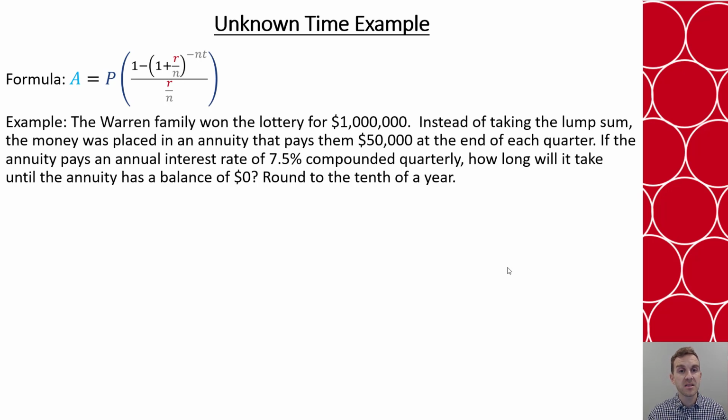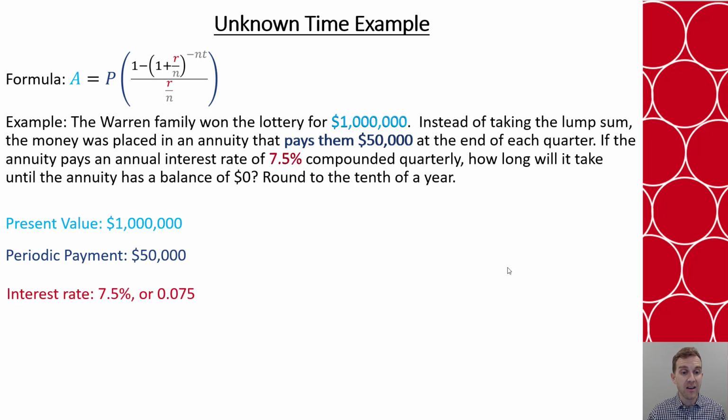Now, that balance of 0, we're trying to pay it out for as long as possible. So what this means is we have our lump sum, $1 million. We know the payout, which is $50,000 that's happening quarterly. We know the interest rate is the 7.5% or 75 thousandths. And we don't know in this case the time, how long this will take. But we do know that we're compounding quarterly. That's 4 times a year.